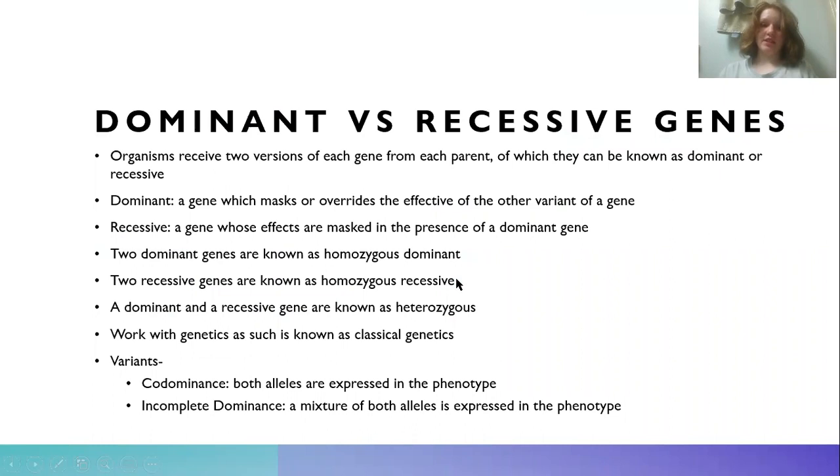So, dominant versus recessive genes. Each organism receives two versions of each gene, one from each parent, which can be known as dominant or recessive. A dominant gene is one that masks or overrides the effect of the other variant of the gene in the presence of it. The recessive, by default, becomes the gene whose effects are masked in the presence of a dominant gene.